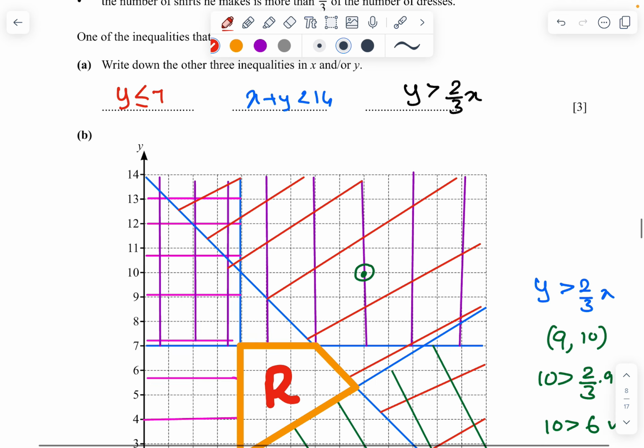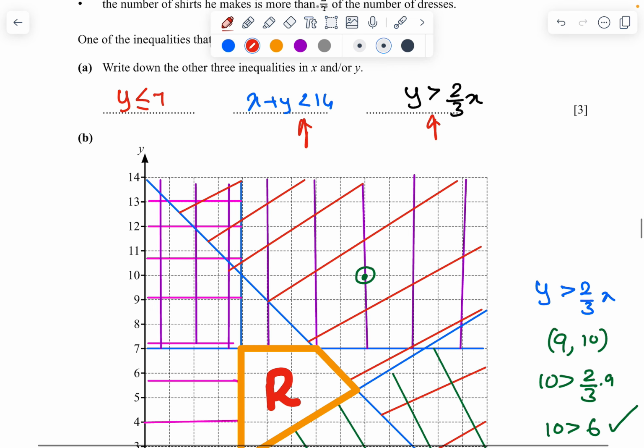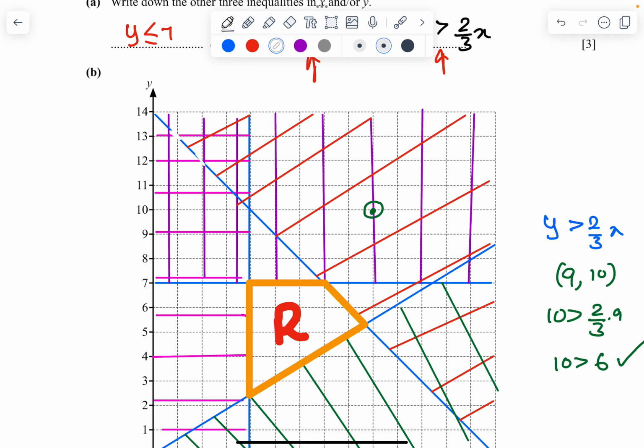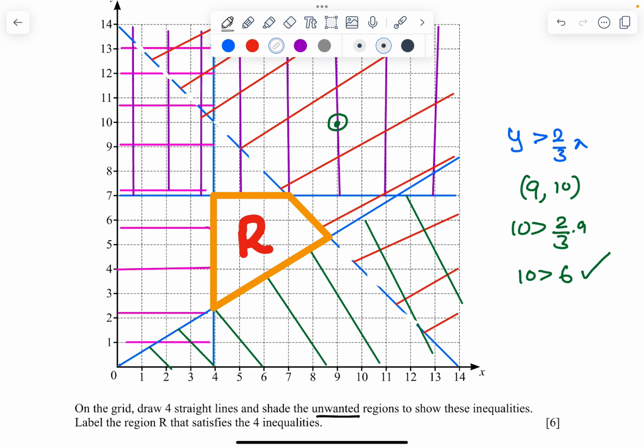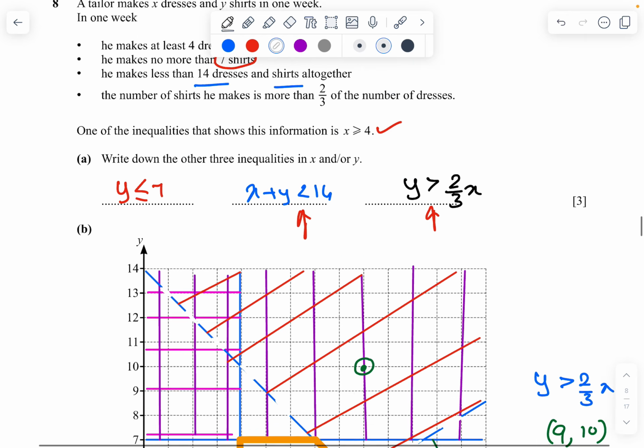Now, the only thing is, we have to be very careful over here. This is less than and this is also greater than. So what are you supposed to do? These two lines, x plus y less than 14, should be a dotted line. It should not be a solid line. So see that it's a dotted or dashed line. And y is greater than 2 upon 3x should also be a dashed line. Those are dashed lines. The other two lines are solid lines.